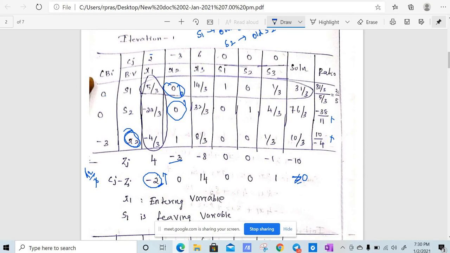So this is our key element, right? This is our key element. Now you need to make this element 1. How can you make this element 1? We need to divide this entire row by 5 by 3, or we can multiply by 3 by 5. If I multiply by 3 by 5, this will be 1. So I need to multiply this entire row. An important thing is x1 is the entering variable and s1 is the leaving variable.